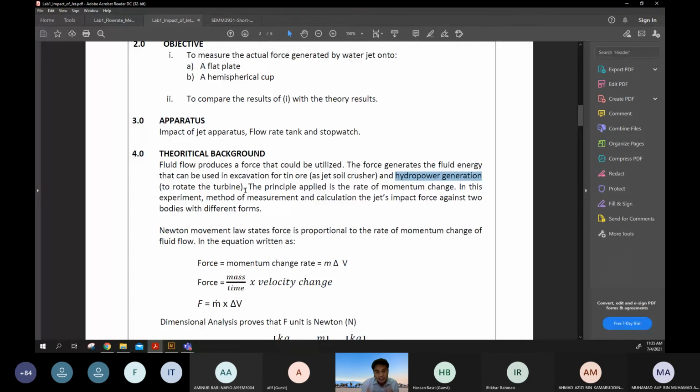So how is the energy generated from the impact of jet? Because of the principle of momentum change. So what's the momentum change? It comes from the force.